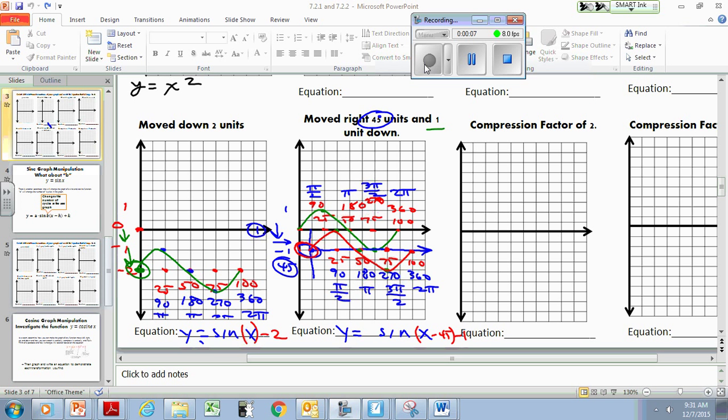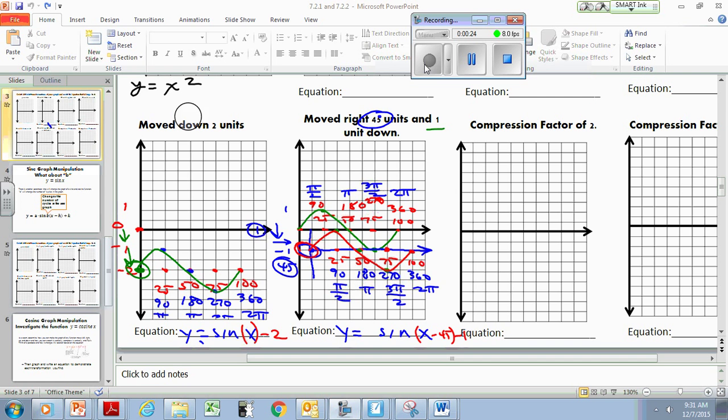Oh, you remember this one a long time ago? There was what is called a general function. We know if we need to go up or down, we add something at the end. If we need something to go left or right, we put the x in parentheses. If we need to flip it, we put a minus sign out front.